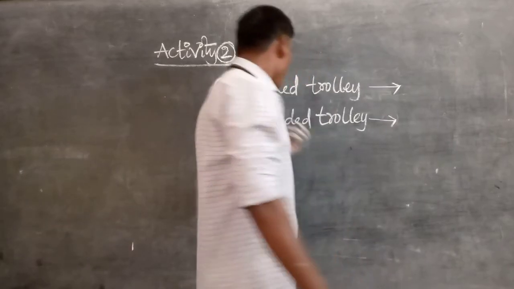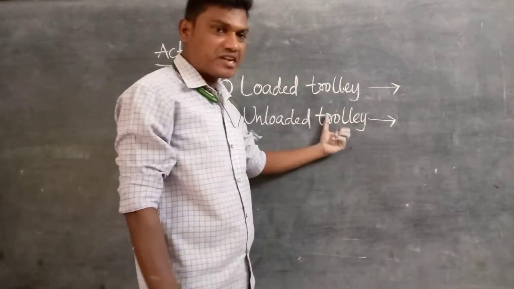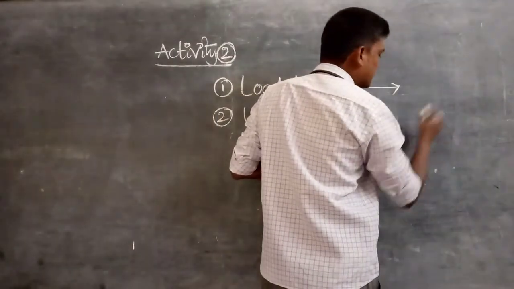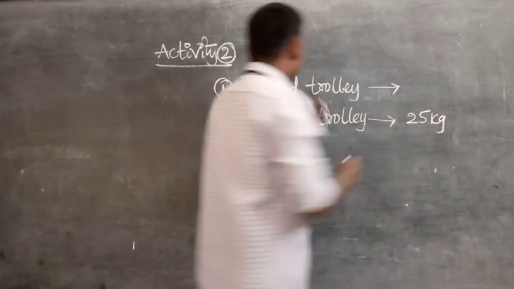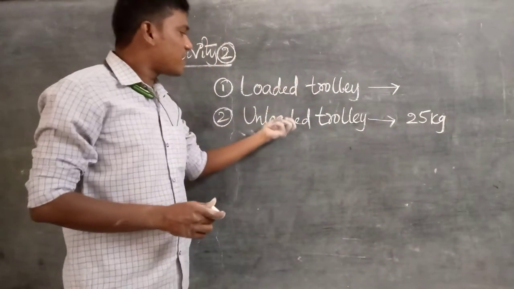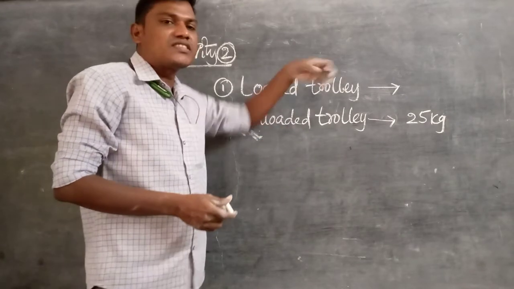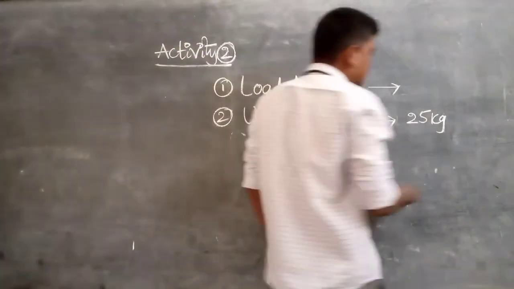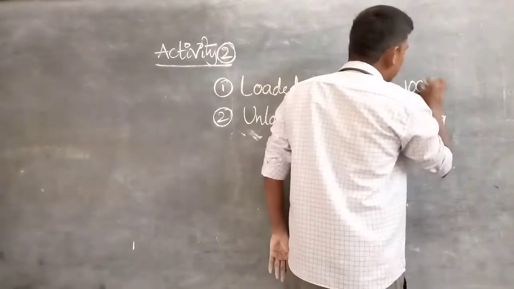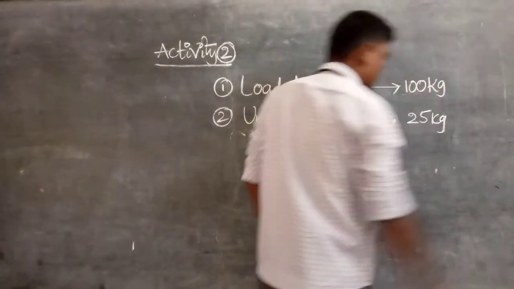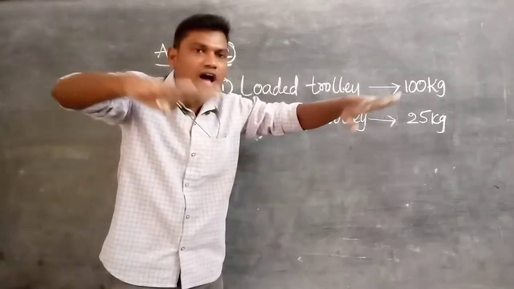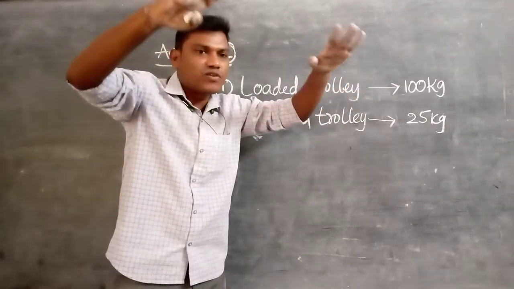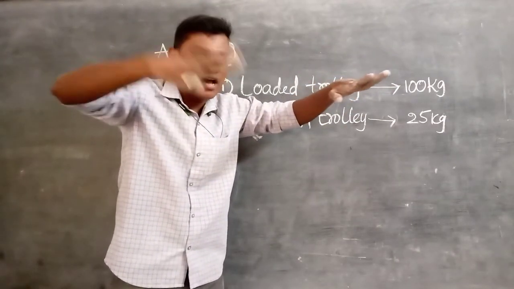For example, the empty trolley has a mass of maybe 25 kg. The loaded trolley is the empty trolley already filled with some substances, with a substance mass of, for example, 100 kg. Now both we can initially keep on the horizontal surface of the floor, on the horizontal surface of the ground.